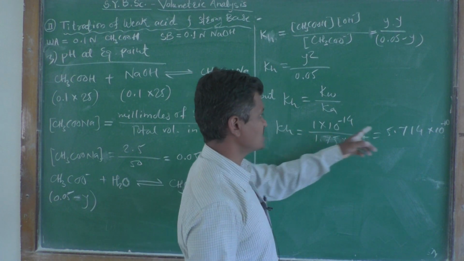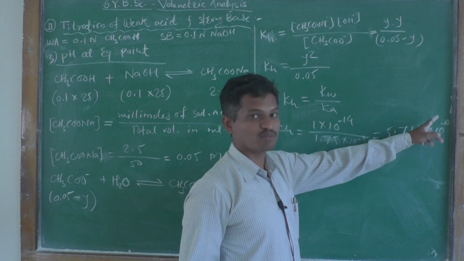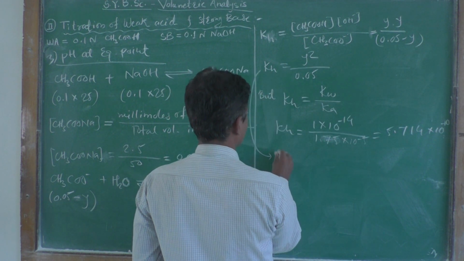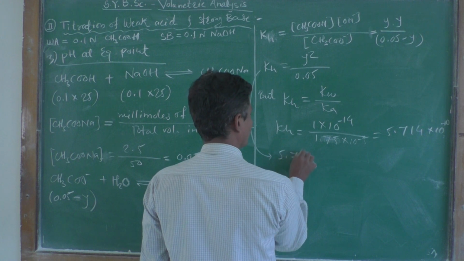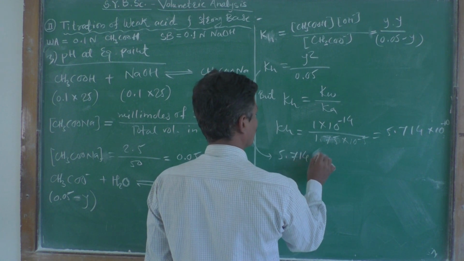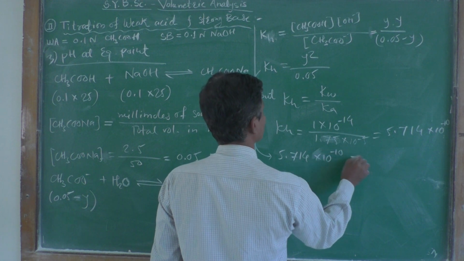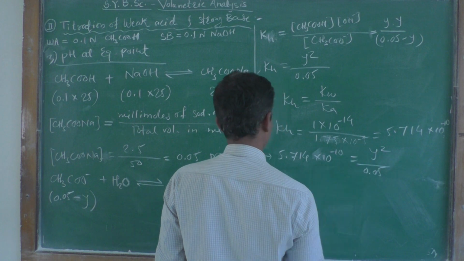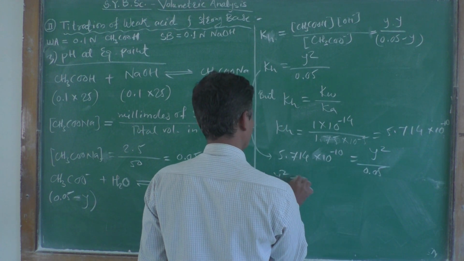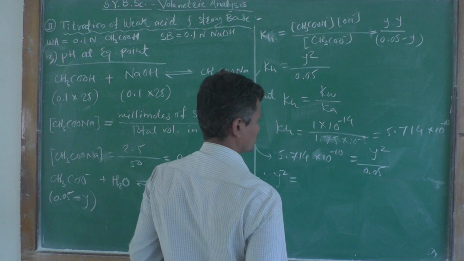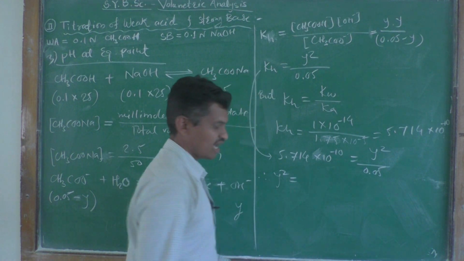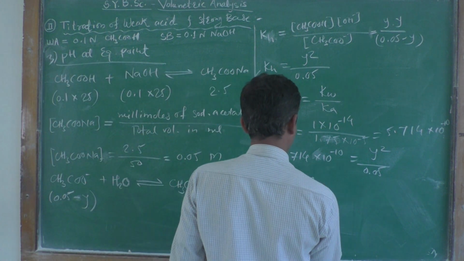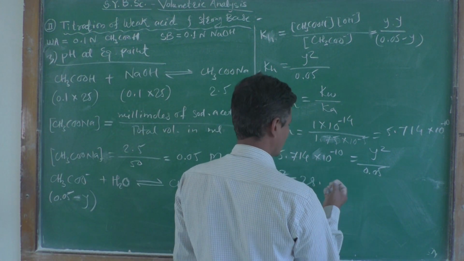Now we can put this value of KH, 5.714 into 10 raised to minus 10, in this equation, so 5.714 into 10 raised to minus 10 is equal to y square divided by 0.05. Therefore y square is equal to the cross multiplication of these two, and the value becomes 28.57 times a power of ten. You can use your calculator for this.